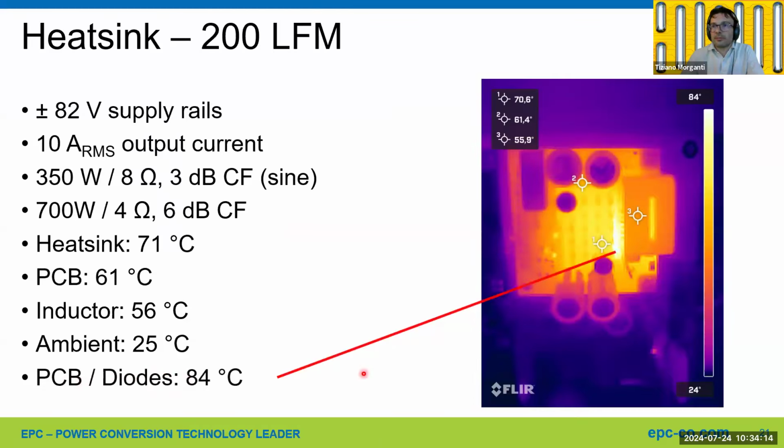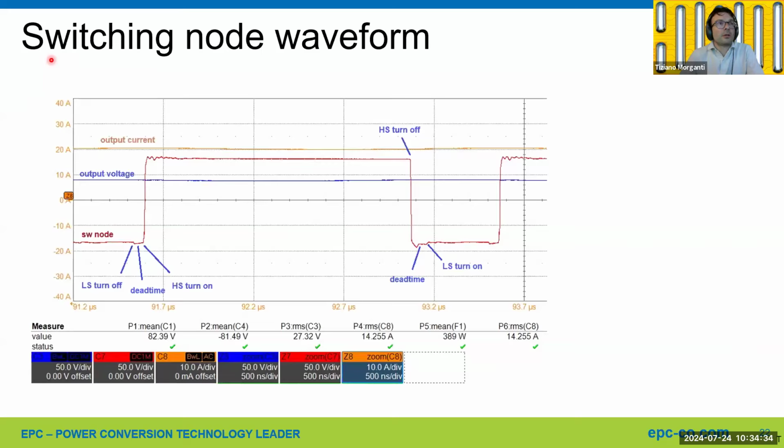Looking at this picture, the hottest part of the board was the PCB close to the Schottky diodes. So this is the first mention of the losses we can get on the Schottky diodes. Regarding the switching node waveform, this is an example at 20 amps output current. This is the output current. You can see here the switching node at plus minus 82 volts of power supply.